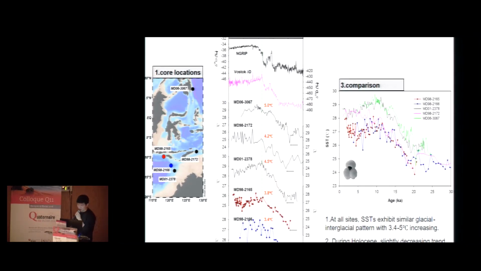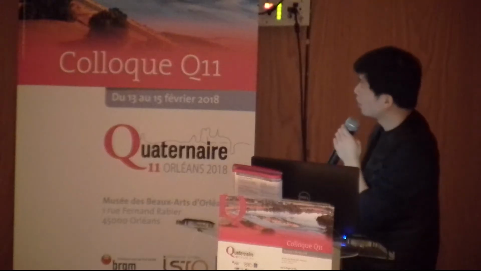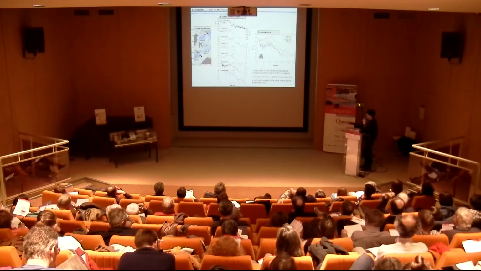Let's have a look at the sea surface water temperature records. This figure shows the SST from these five ocean sediment cores. I also plot two lines. One is from the North Greenland ice core, one is from the Antarctic ice cores. They represent the atmospheric temperature change in the North Pole and the South Pole. We observe that the SST changing patterns in the Indo-Pacific warm pool are more similar to the temperature change patterns from the South Pole.